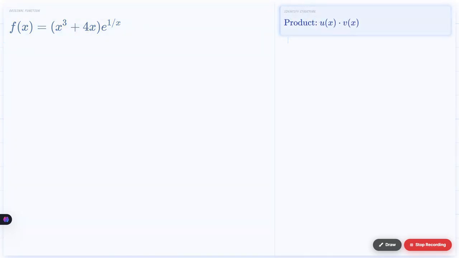We identify that this is a product of two parts. We do this to know which math rule to use next. Product means one part is multiplied by another part.